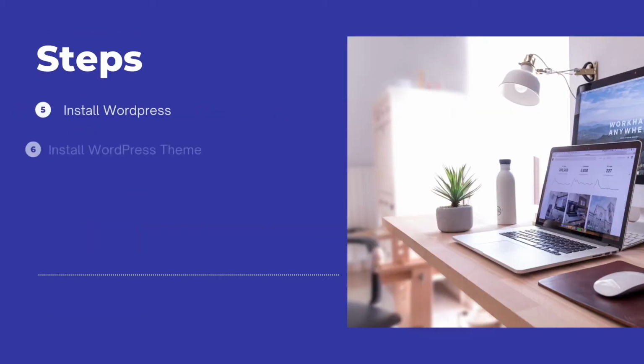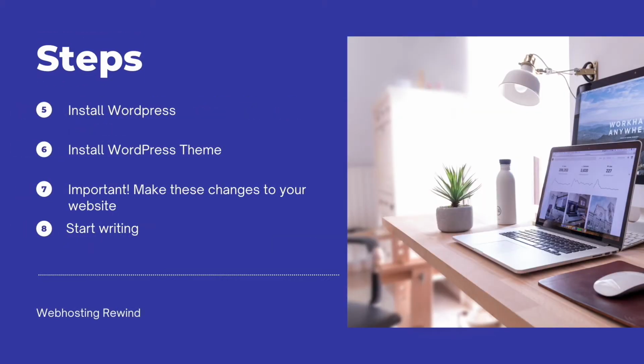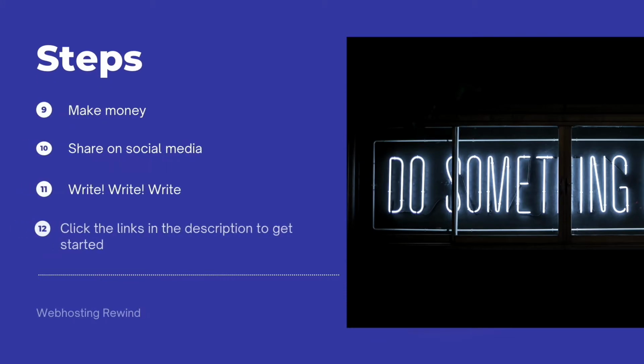After that, we are going to talk about how to install WordPress, why you need a premium WordPress theme, important changes that you absolutely have to make to your website so that you can start getting traffic, visitors, and earn commissions, and how to start writing effectively. After that, we're going to talk about different ways to make money. Obviously, affiliate marketing is just one way. We're going to share it on social media and why that's important in the very beginning, about how many blog posts you should write before you should decide if your website's a success or failure, and then the 3 links in the description that are going to help you get up and running faster.